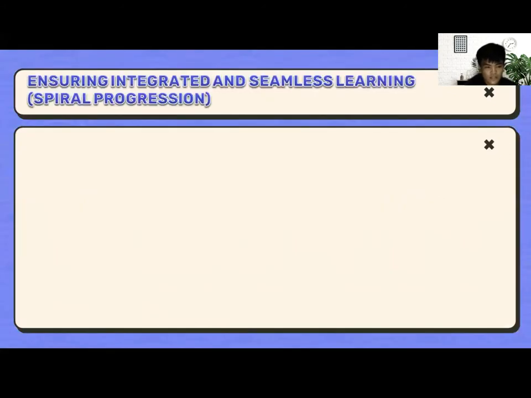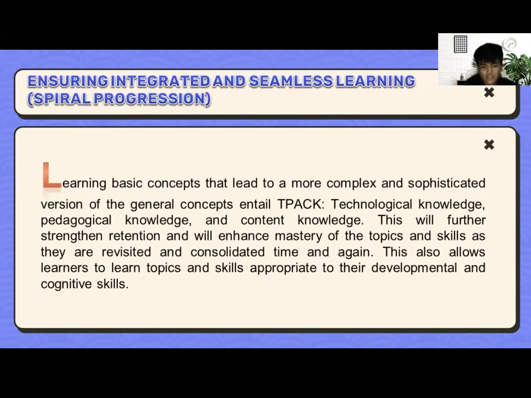Move on to the next: ensuring integrated and seamless learning, or the spiral progression. Learning basic concepts that lead to a more complex and sophisticated version of the general concepts entails TPACK, where we have technological knowledge, pedagogical knowledge, and content knowledge. This will further strengthen attention and enhance mastery of the topics and skills as they are revisited and consolidated time and again. This also allows learners to learn topics and skills appropriate to their developmental and cognitive skills. Okay, remember TPACK: technological knowledge, pedagogical knowledge, and content knowledge.